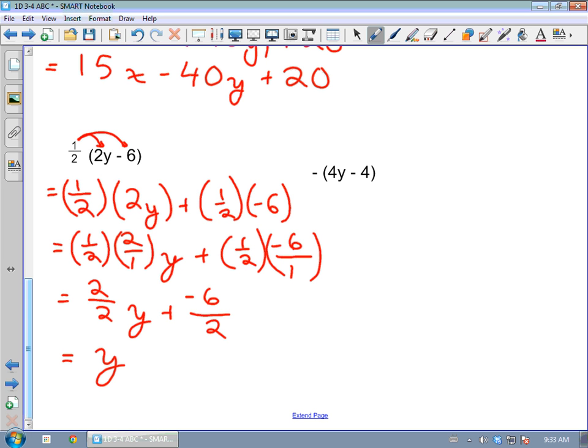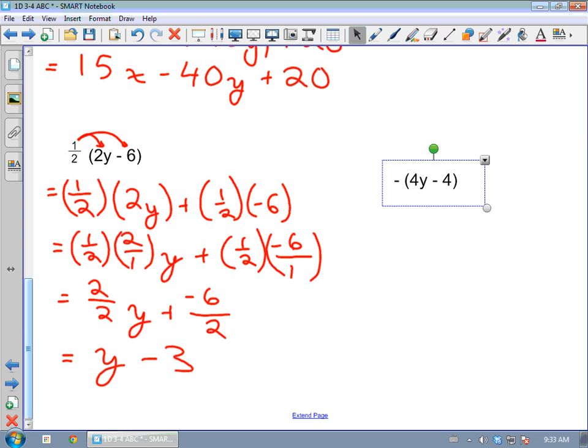And what about our second term here? Negative 6 divided by 2. Is it going to be positive or negative? What do you think, Emily? Positive or negative? Negative. And then 6 divided by 2? Absolutely. So y minus 3. Okay.